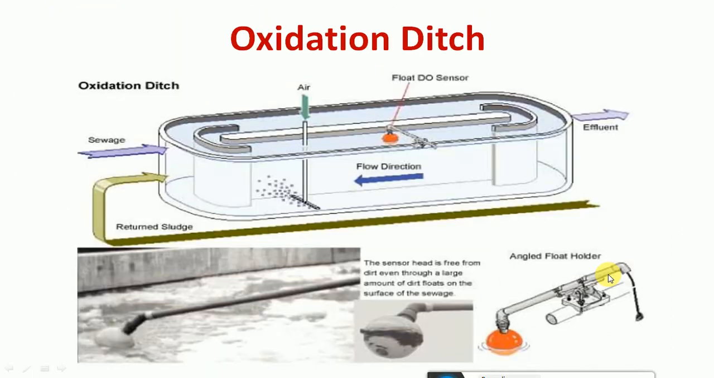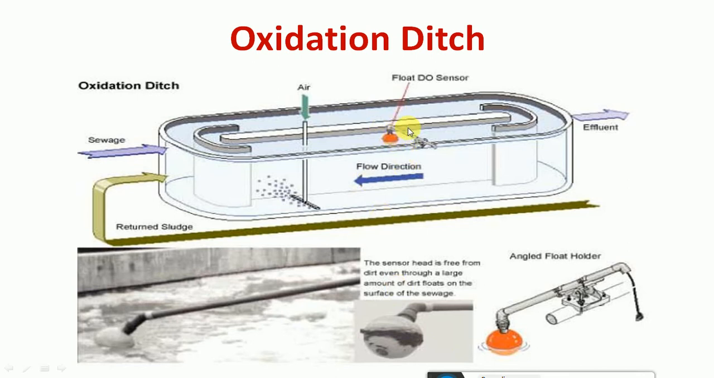See, this is the 3D image. You can see this has the diffusers here, and we also have the DO sensors to measure the level of oxygen. The sewage will enter from this, and it will keep on circulating here. This is the flow direction, this is the diffuser which supplies oxygen. This is the sensor which is placed with a float holder as shown here. This will give out the amount of dissolved oxygen.